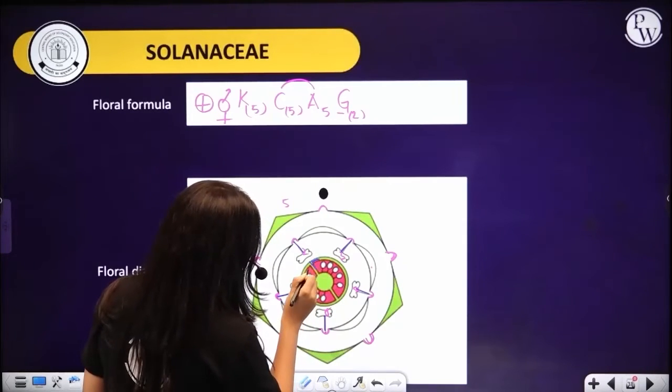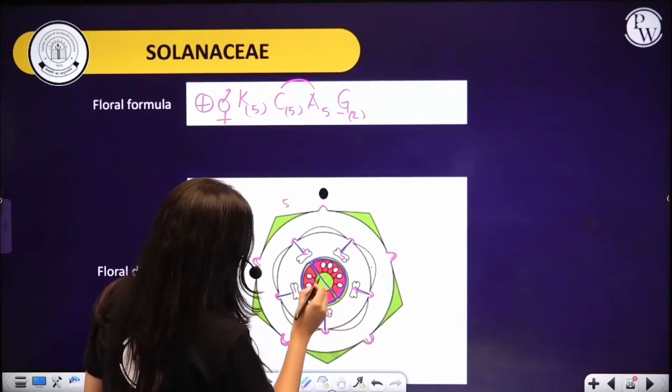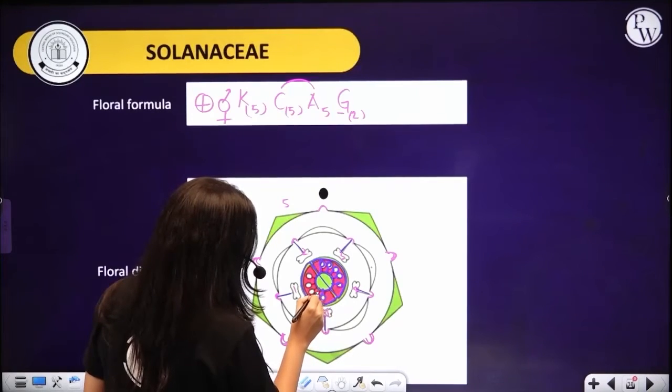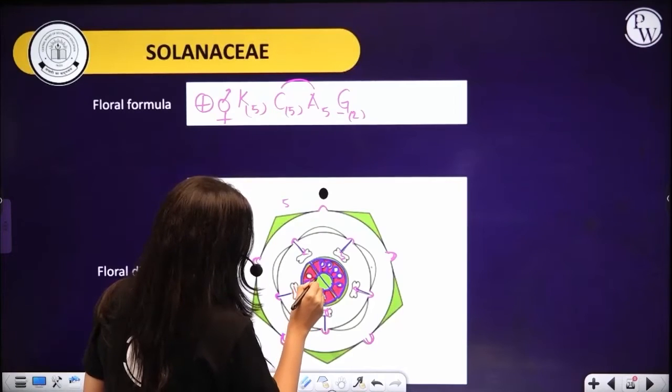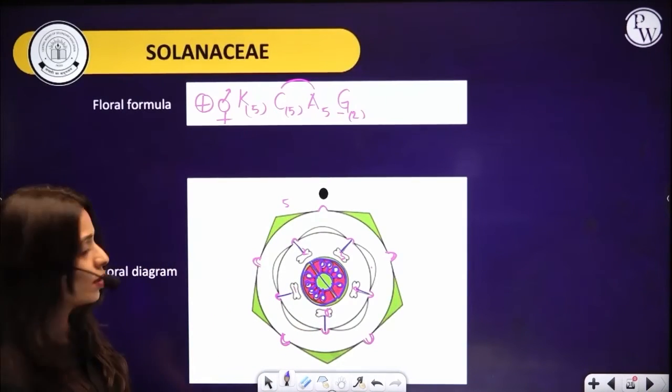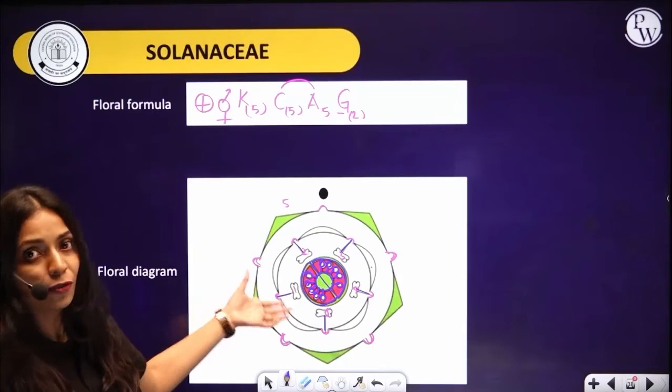Okay, so in this ovary you have 2 carpels that are fused. This is one carpel, one side of the carpel. This is the other side of the carpel. They are clearly fused, and there is a swollen placenta in the center. You can even see axile placentation very clearly here, and you have the ovules arising from this central axis here, right? So all of that can be represented with the help of this floral formula.